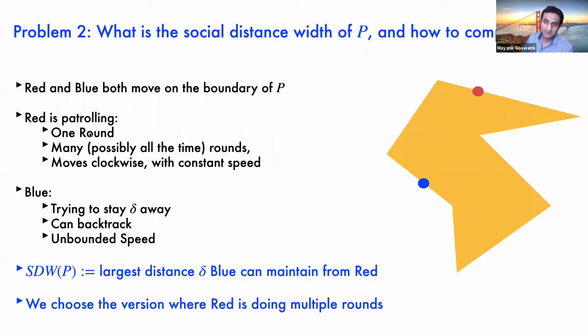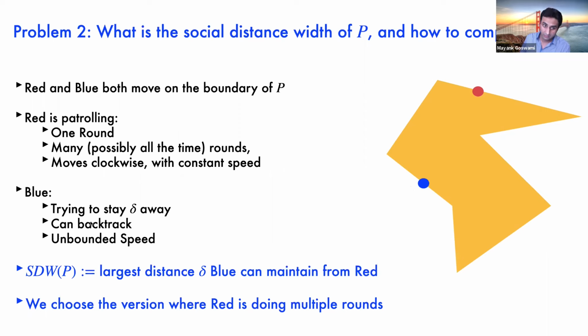Now red could either be doing just one round of the boundary, or it could be doing many rounds. Maybe this is what red is doing all its life, just patrolling the boundary of the polygon, moving clockwise with constant speed. All blue is trying to do is to stay a distance delta away from red. And blue can backtrack. For now, let's assume blue has unbounded speed. Most of the bounded speed variants are much harder to solve, and we don't know how to solve them in most settings. So for now, blue has unbounded speed. It can backtrack, and all it's trying to do is stay delta away.